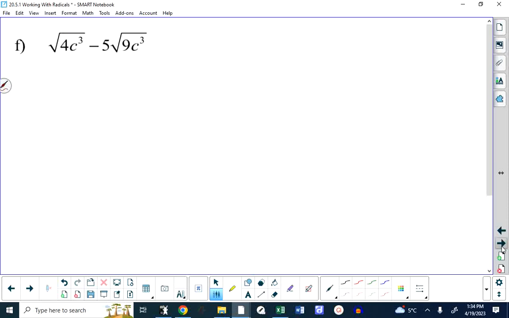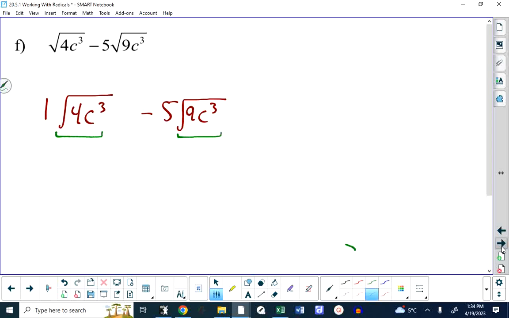Ooh, boy. Well, what we're trying to add here, everybody, is one of these, and we're trying to subtract from it 5 of these. These two things are as different to each other as cheeseburgers and kittens. They're not the same. We cannot take those two things and combine them. So we're going to simplify this. I'm just throwing this out here, and then I will explain why.